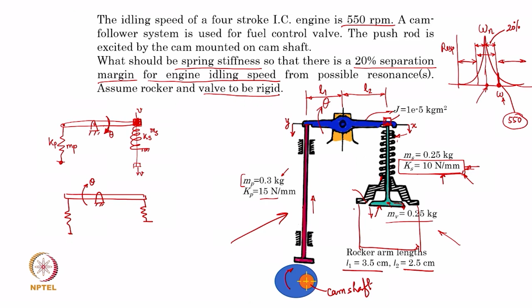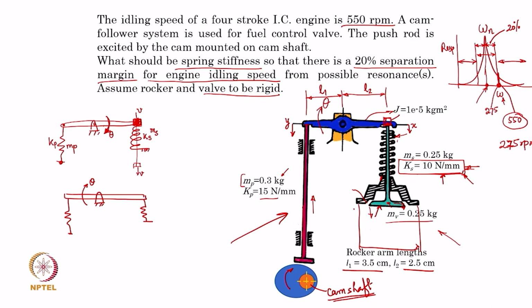However, there is a catch here. It is the engine idling speed, not the camshaft operating speed, which actually means that if I operate at 550 rpm, the camshaft operates at half of that. How much will it be? 275 rpm. So, the camshaft will operate at 275 rpm, and therefore this speed will have to be accounted for as 275 rpm, to account for the fact that the camshaft operates at half the crankshaft or engine speed.